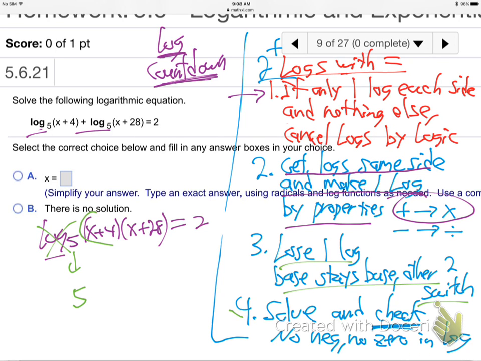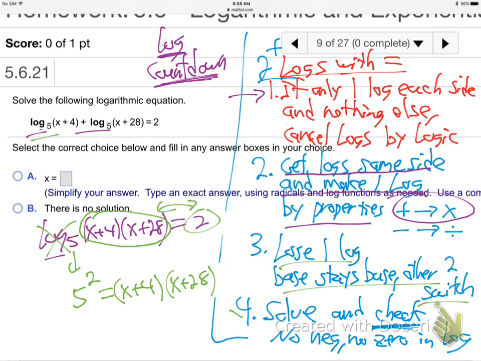What are the other 2? All that x stuff and that 2. They switch position. Instead of 5 to all that x stuff, it's 5 to the 2. And all that x stuff goes to the other side. We good to there? So far, so good. We're out of the logs. So now we just solve.